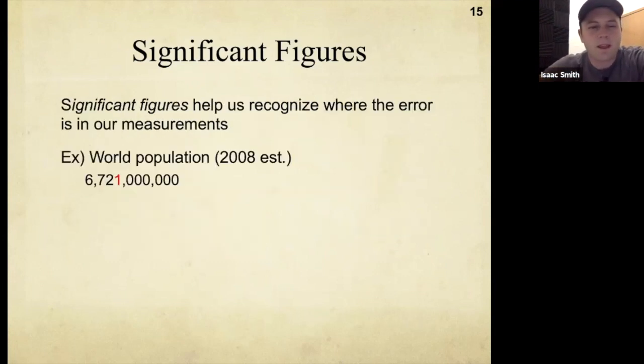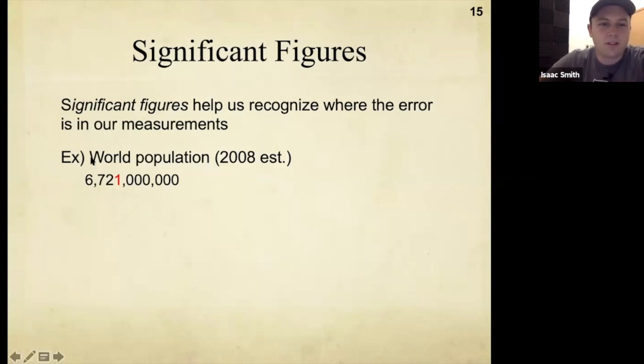Okay. So for example, the world population. If it's reported like this, 6,721,000,000 people, okay, world population. Now, obviously, this is not totally exact because even if people could count, by the time they could count all the people, somebody's probably died and 2 people were born, right? So this is not going to be an exact number. This is just an estimation.